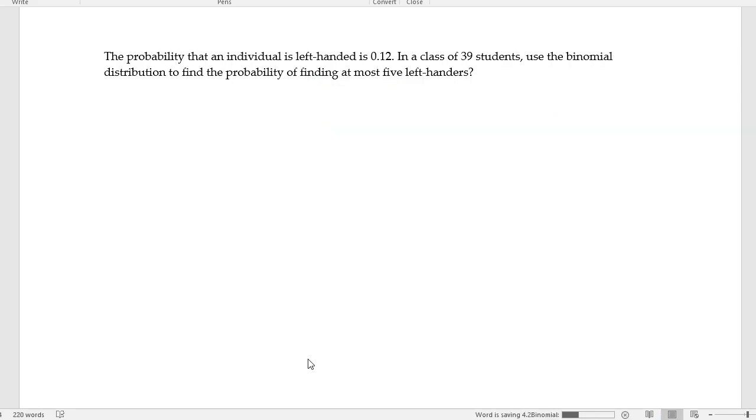Okay, so in this example, let's look at the same question, but this time what we're asking is find the probability of getting at most 5 left-handers. So if we think about this for a second in terms of arithmetic, if I have at most 5, I can't have more than 5. So at most means 5 or less. So in this case, our successes is less than or equal to 5.